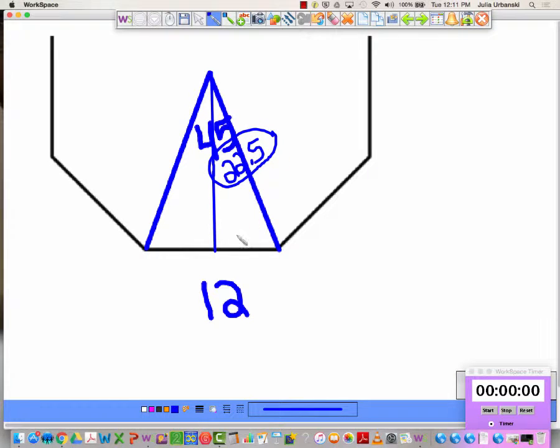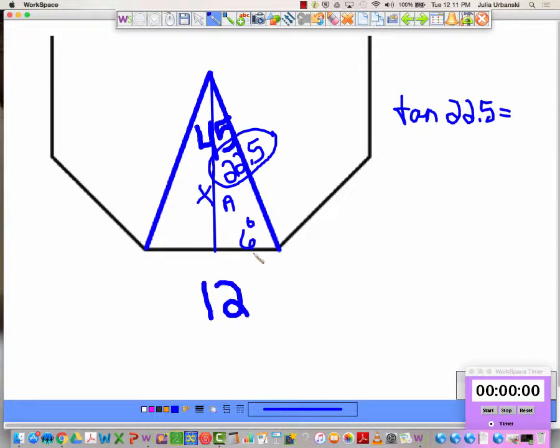Do we know this part right here? Yeah, that's 6. Good. Do we know this one? No, and that's what we really need. We don't care about this one if we don't need it. We need the base, we need the height. So that's going to be sine, cosine, or tangent? Tangent. Excellent. Opposite and adjacent make tangent. So it's going to be the tangent of 22.5 equals what over what?